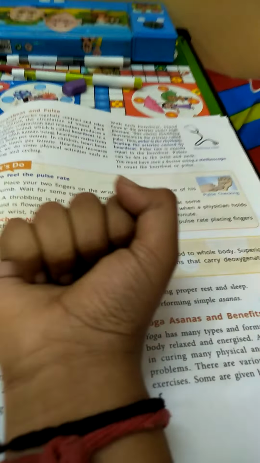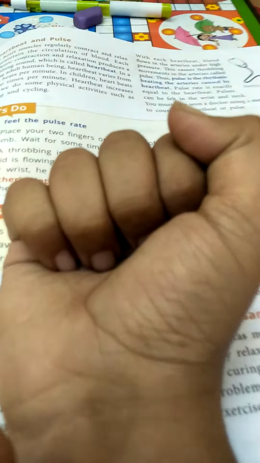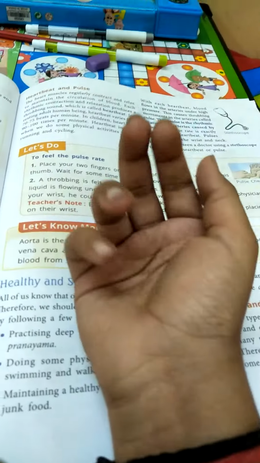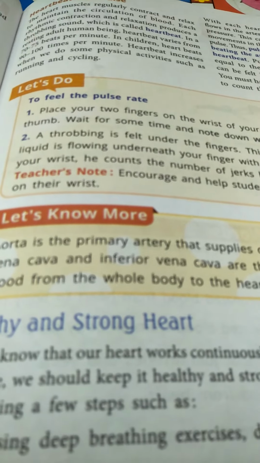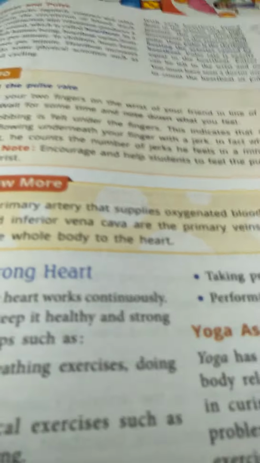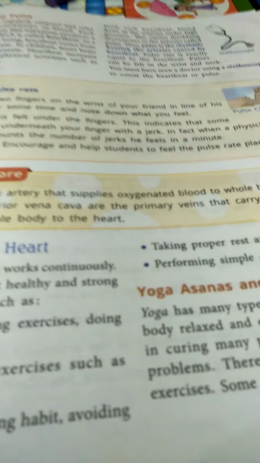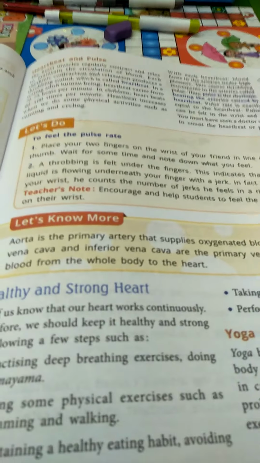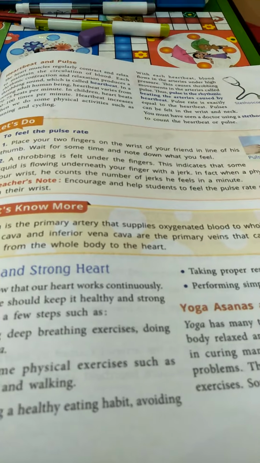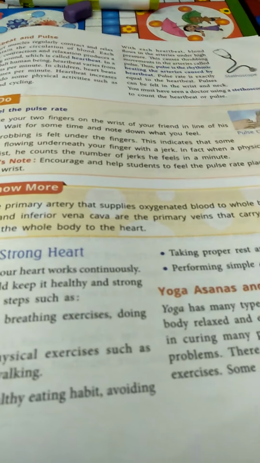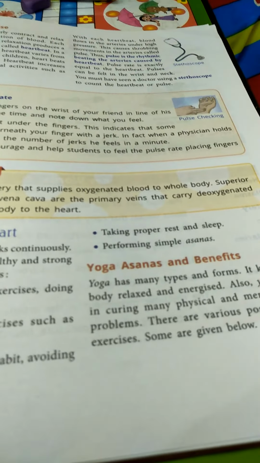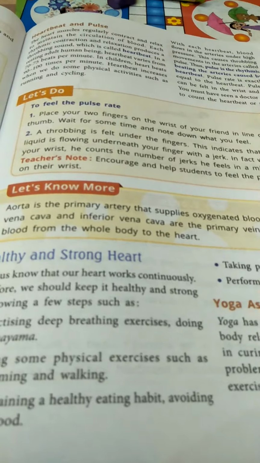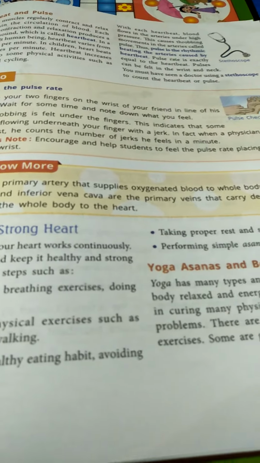Now this is your wrist. I cannot do it right now. You have to just put your two fingers in here. A throbbing is felt under the fingers. This indicates that some liquid is flowing underneath your finger with a jerk. In fact, when a physician holds your wrist, he counts the number of jerks he feels in a minute.